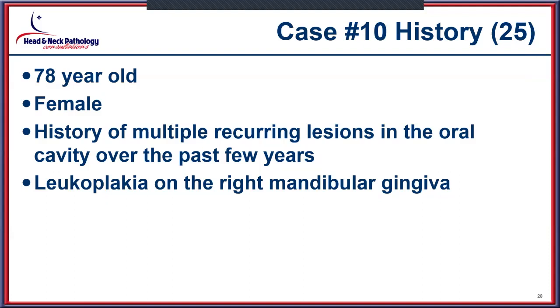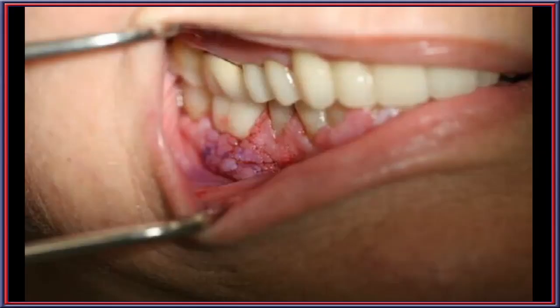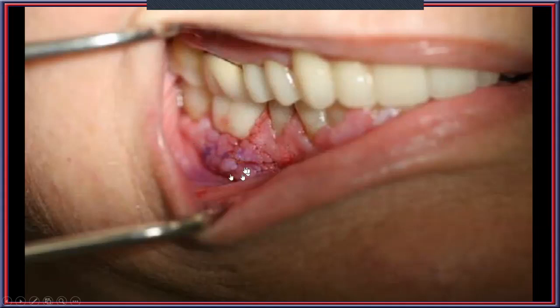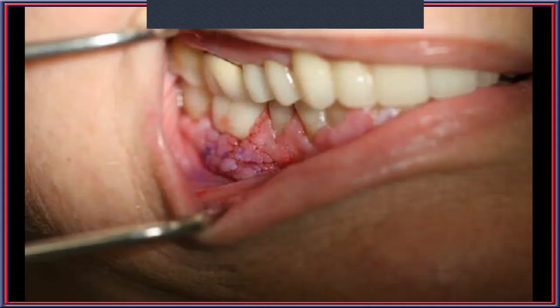We'll end now with case number 10, a 78-year-old female who presented with multiple recurring lesions in the oral cavity over the last few years and was identified to have a leukoplakia on the right mandibular gingiva. Now, when I look at a lesion like this, clearly this is much more than leukoplakia, but this is why so often what the clinician thinks they're telling you and what you're actually looking at is quite remarkably different. So this is the lesion that was submitted for the biopsy.